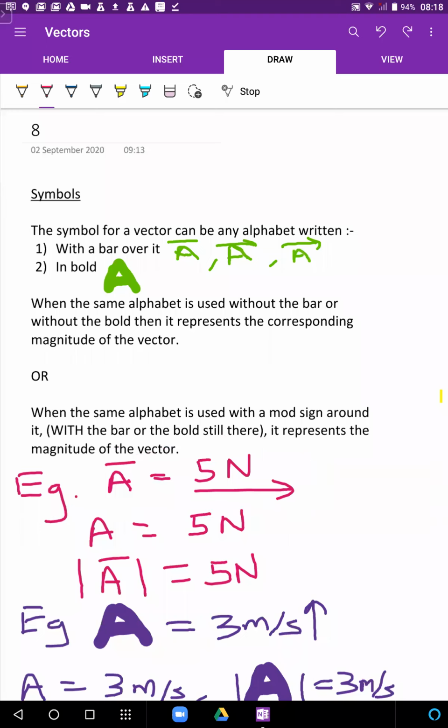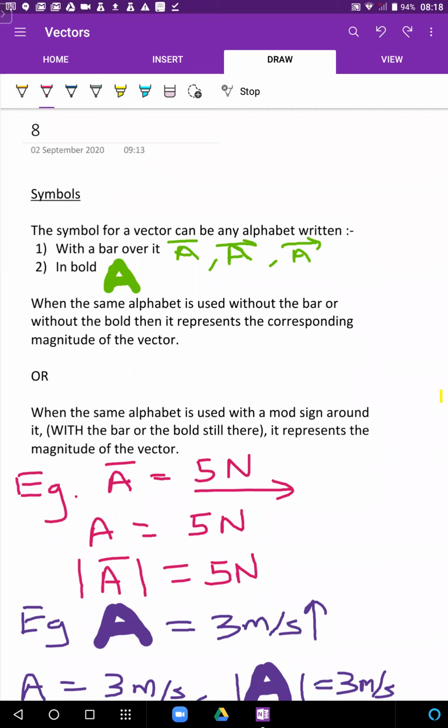If I only want to talk about the magnitude, then I can talk about the magnitude in two ways. One is I could remove the bar and then I'll automatically talk about the magnitude. And the second is I can place a mod symbol around it and I'll automatically talk about the magnitude. Okay, so that's how you talk about the magnitude. That's what these statements are trying to say. You can read them after class.